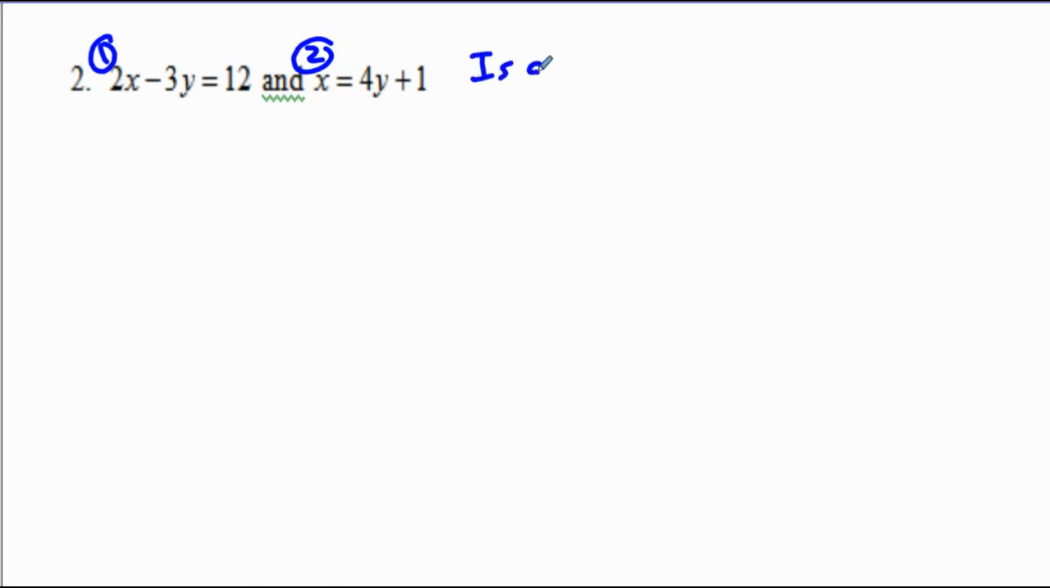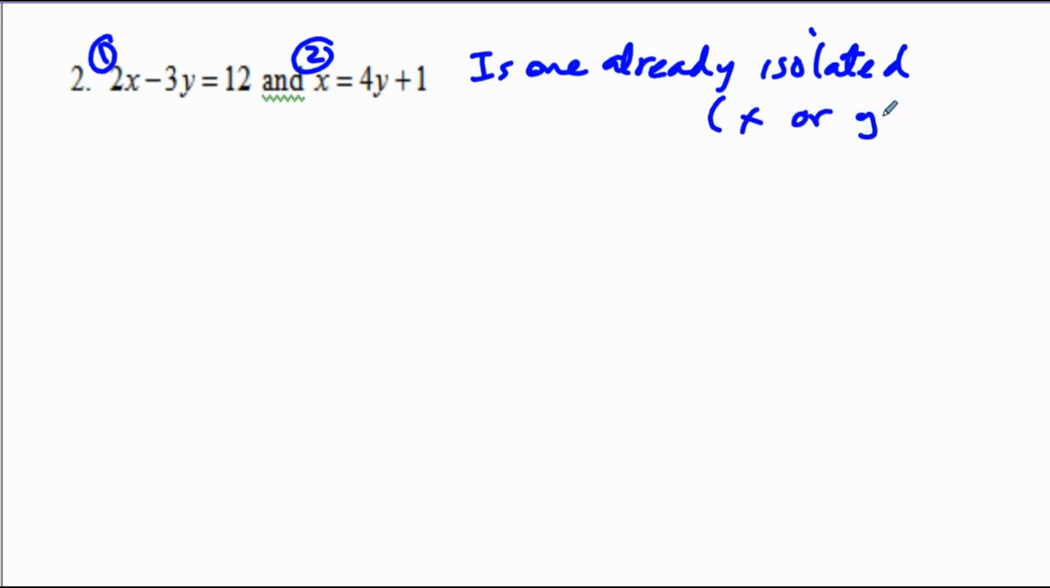Is one already isolated? And it doesn't have to be the y all the time. Is the x or y already isolated? Well, we see x already isolated, so that's perfect. So we can make a package with this.